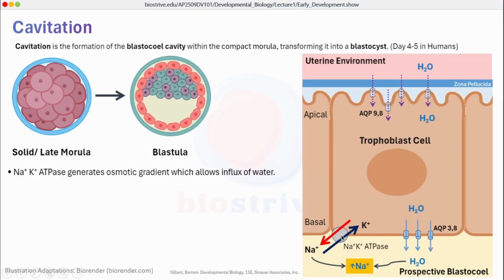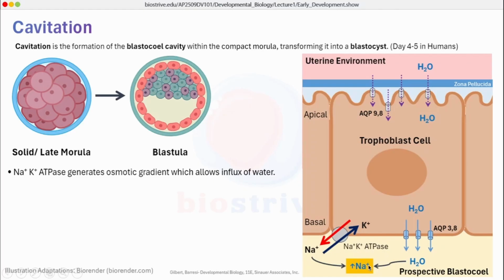Now these sodium potassium ATPases will mediate the efflux of sodium ions. Sodium ions will move out of the cell, and there will be influx of potassium ions, meaning potassium ions will move into the cytosol. What is the role of this sodium potassium ATPase? The role of this sodium potassium ATPase is to push out the maximum amount of sodium out of the cell, and when sodium is pushed out of the cell, there will be formation of a gradient of sodium.